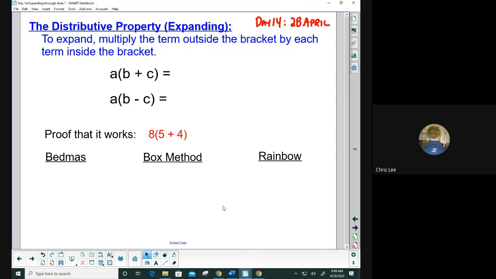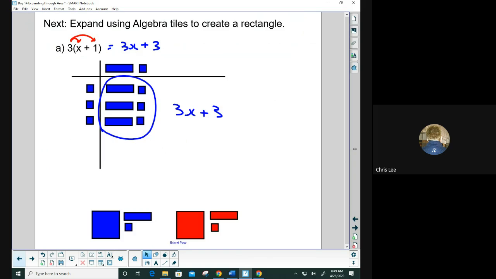All right. So as I said in our warm-up, we've got the distributive property. This idea of multiplying is called the distributive property. It's sometimes called expanding. And you'll also hear me call it rainbow. Okay? So we'll see that.